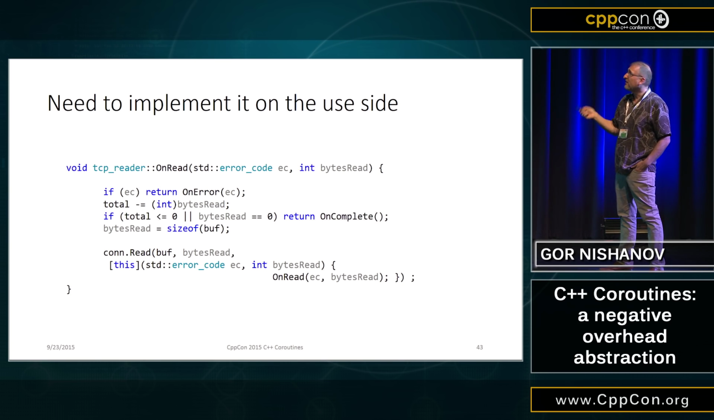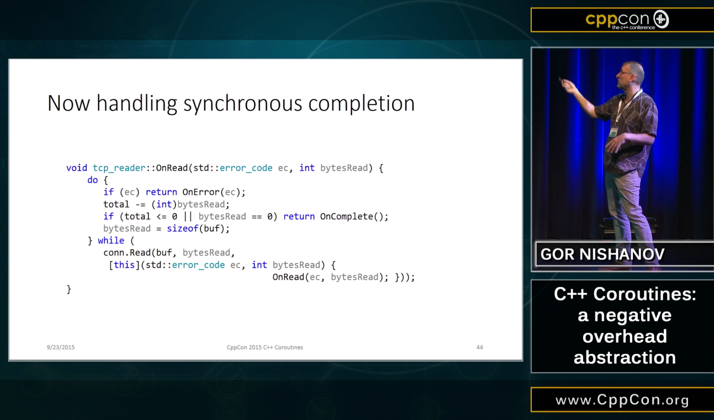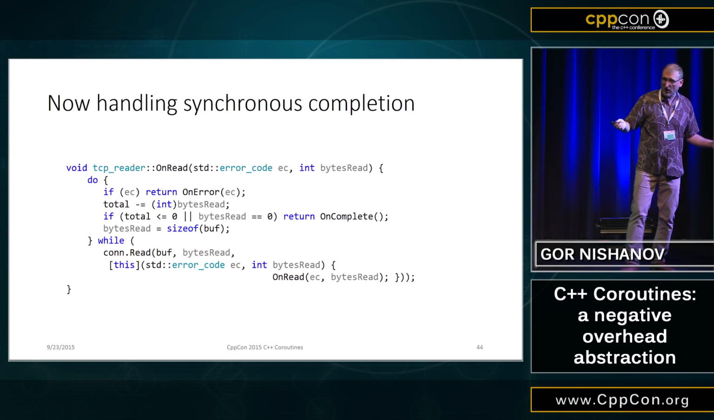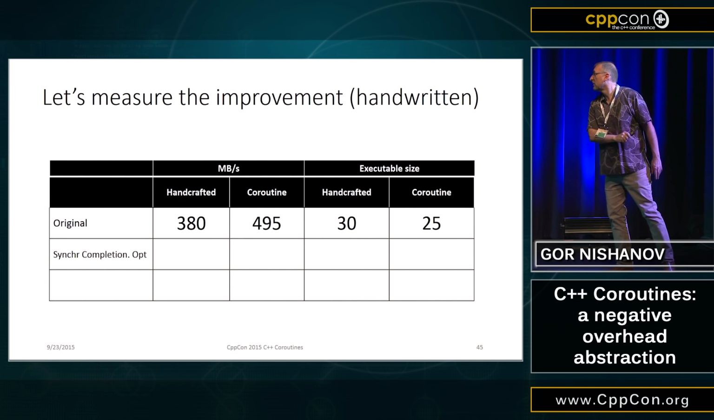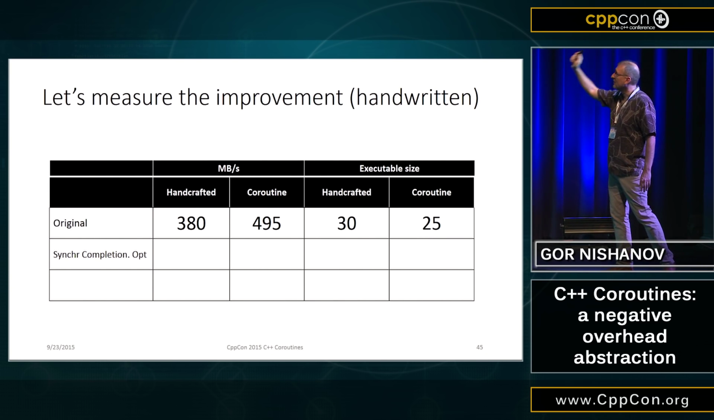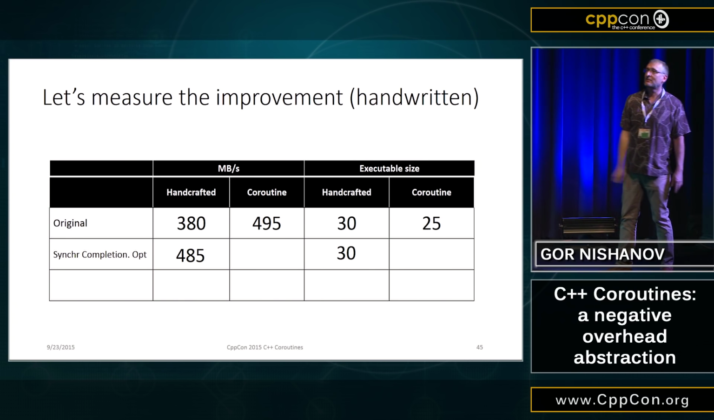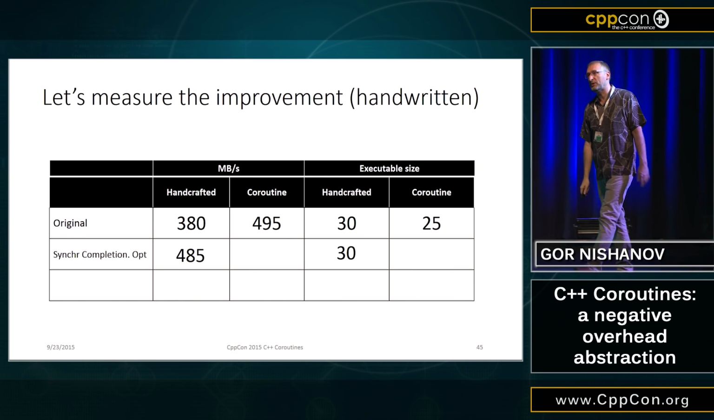So I would modify the read to give me a bool which says synchronous completion or not, and then I will just do a little do-while loop. Okay? Okay. Let's see what happens. Excellent. We are getting close to coroutines.